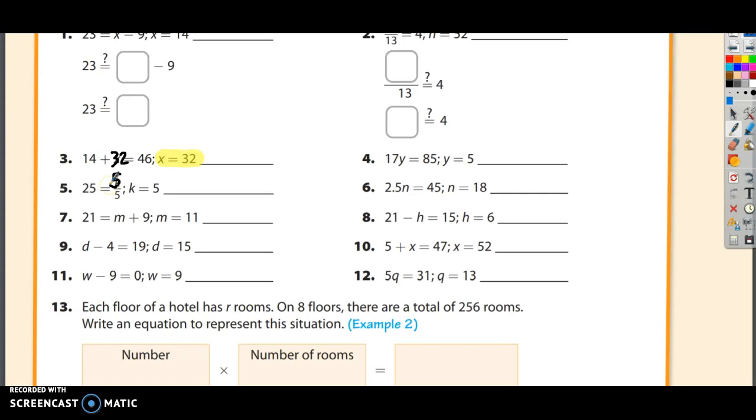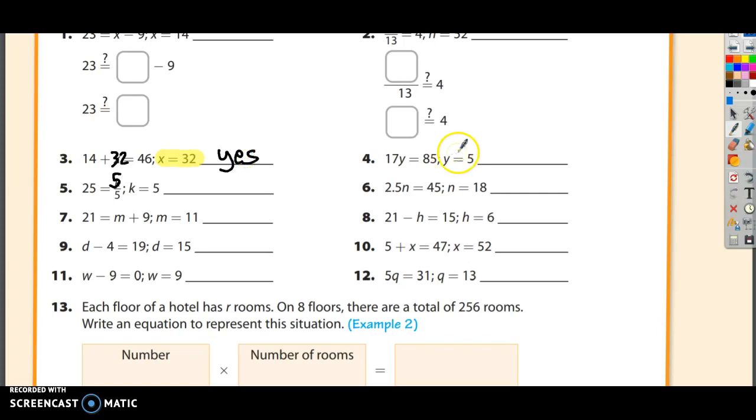All right, number 3, I've got 14 plus 32. I can do that mentally. In the ones place, I've got 4 plus 2, that's 6, and 1 plus 3, that's 4, so 46. The answer is yes. x is equal to 32. That makes it a true statement.